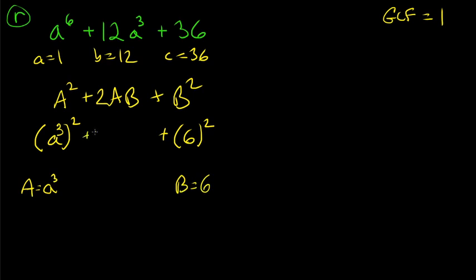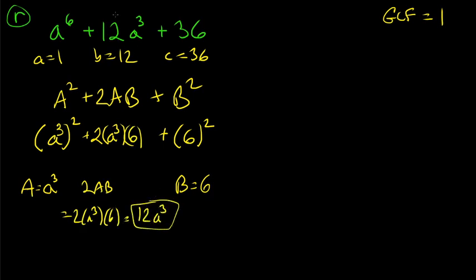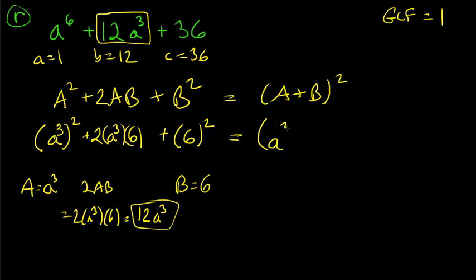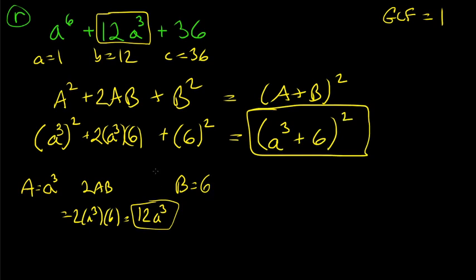So now the big question is, what is 2ab? Right? So 2ab is 2 times a cubed times 6, which is just 12a cubed. But that's a match. That's the middle term. So this works, right? This will factor as just a plus b quantity squared, or in this case, little a cubed plus 6, the quantity squared. So that's probably the fastest way to do it.